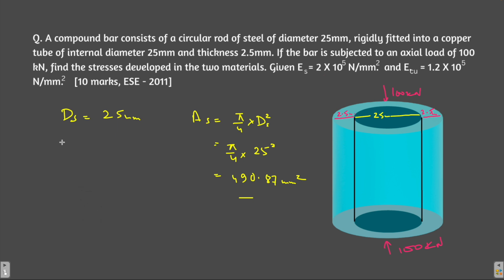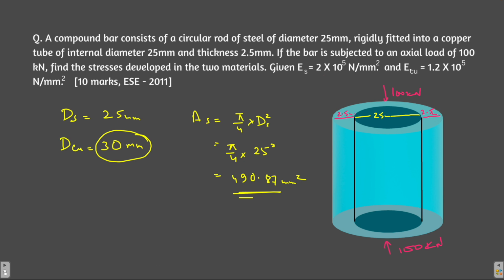Now the diameter of copper is given to you. The thickness is given to you, not the exact diameter. So the diameter of copper will be 25 plus 2.5 plus 2.5, okay? So it is going to be 30 millimeter, okay? So 30 millimeter is the external diameter. If we find the area of the entire copper, this bigger cylinder, and subtract the area of the internal steel rod, we'll get the area of the copper rod, right?